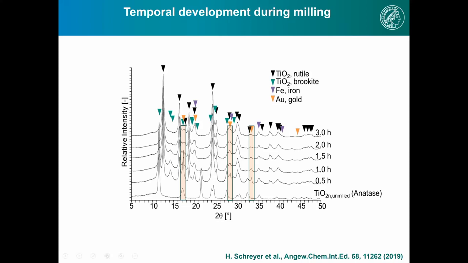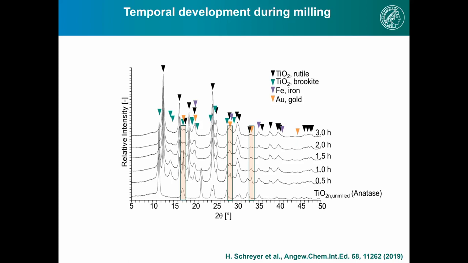And then they're very difficult to distinguish. This is the line broadening in the powder pattern due to the reduced particle size. You also see something else, we will come back to it later. The anatase, which we started with, intermediately converts to rutile, and at the very end to the thermodynamically stable titanium rutile phase. So the milling also introduces phase changes.